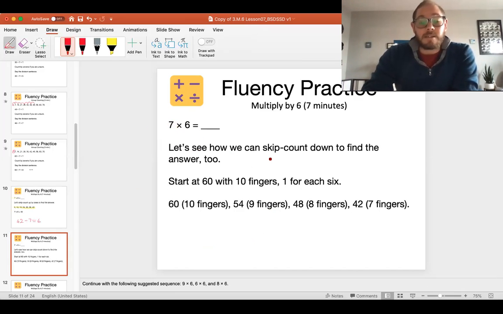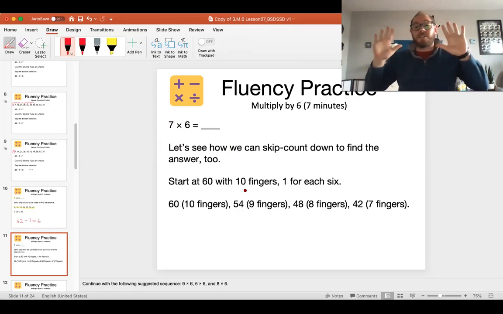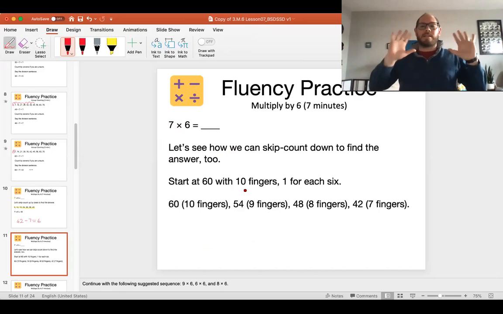7 times 6. That's just what we did. They want us now, though, to skip count going down. So let's start with our 60. And I'm going to show my 10 fingers to show 60. I'm counting by 6s because 10 groups of 6 is 60.